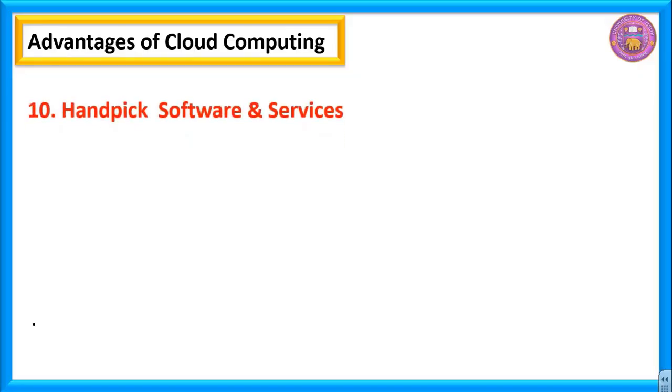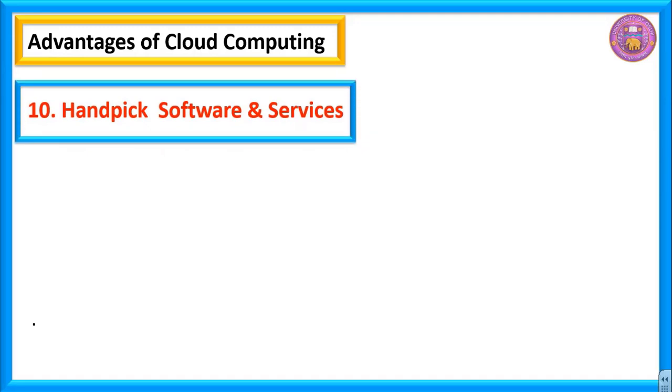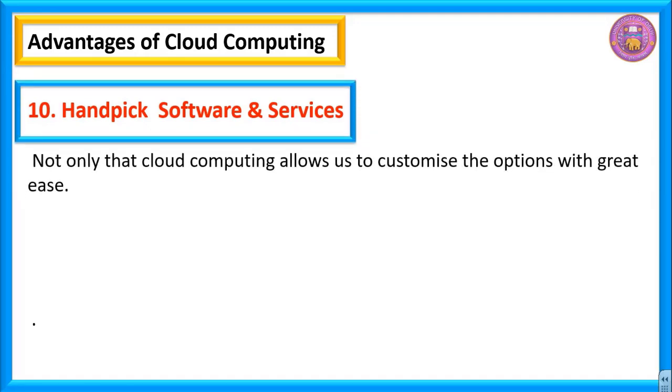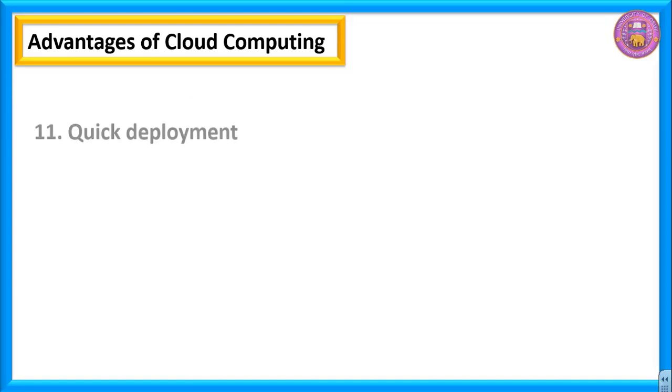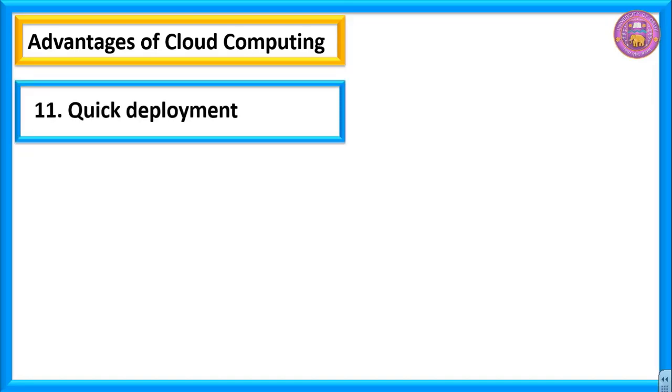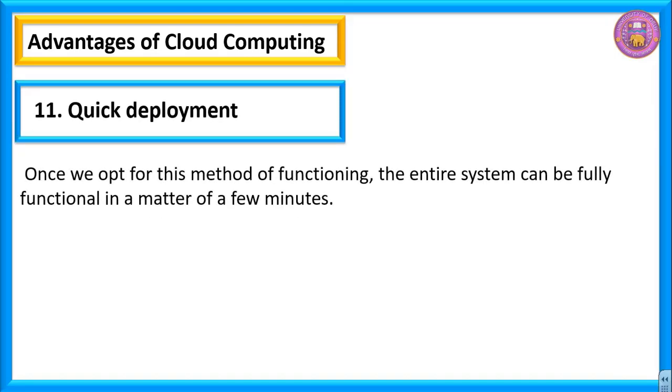Tenth, hand-picked software and services. Not only that, cloud computing allows us to customize the options with great ease. Here we can handpick just those services and software applications that we think will best suit the particular enterprise. Quick deployment. Once we opt for this method of functioning, the entire system can be fully functional in a matter of a few minutes.